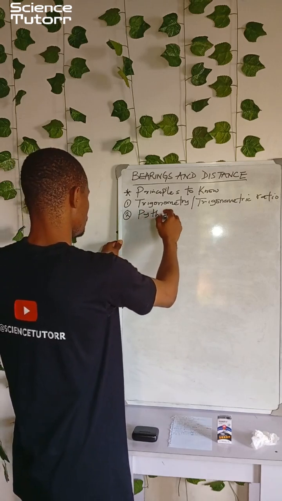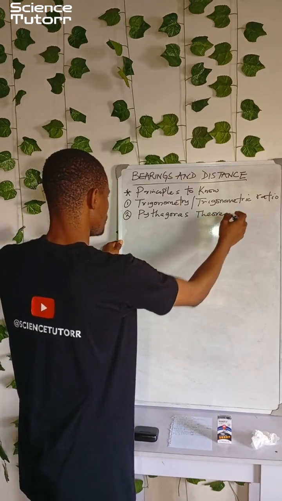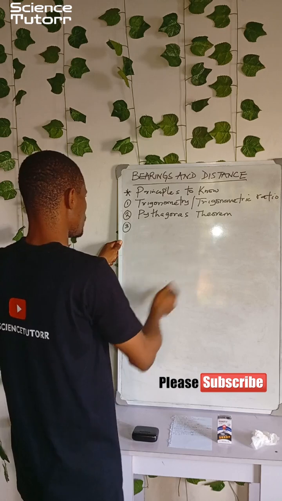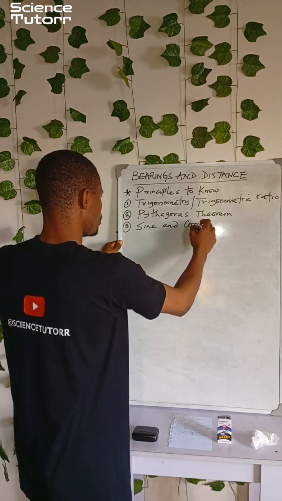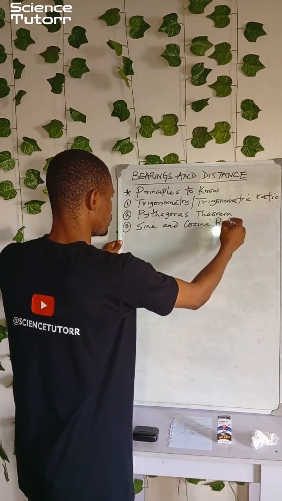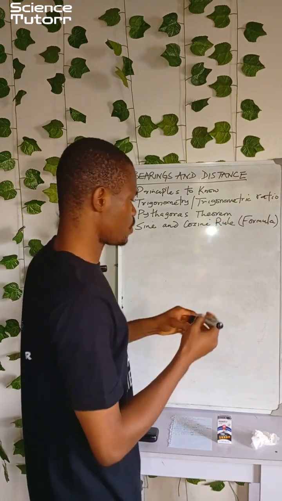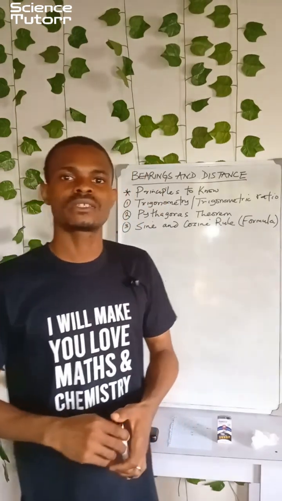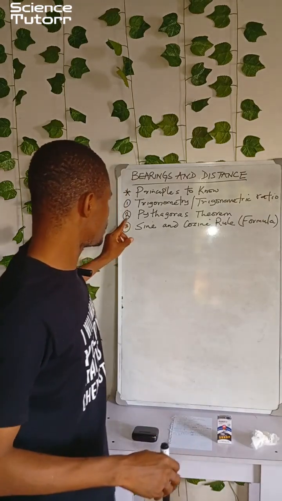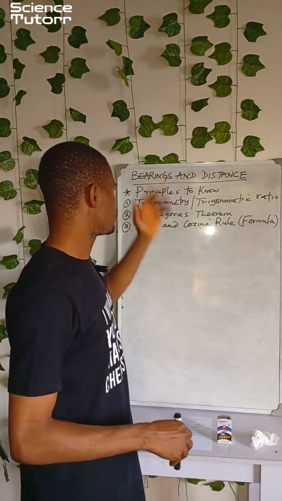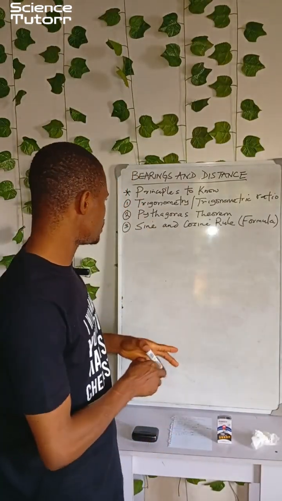Secondly is the Pythagoras theorem. It is also important. Then thirdly, we have the sine and cosine rule, or the sine and cosine formula. Now, these are three basic topics in mathematics that students ought to have a good understanding of before thinking of bearings and distance. To do well in bearings and distance, you need to understand these topics.